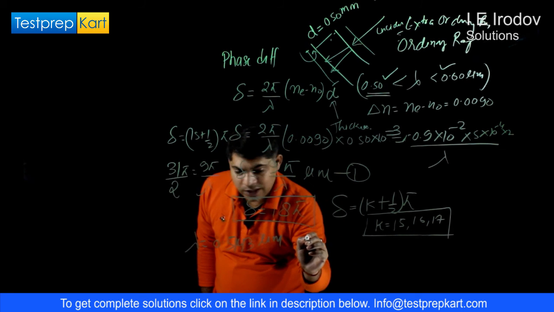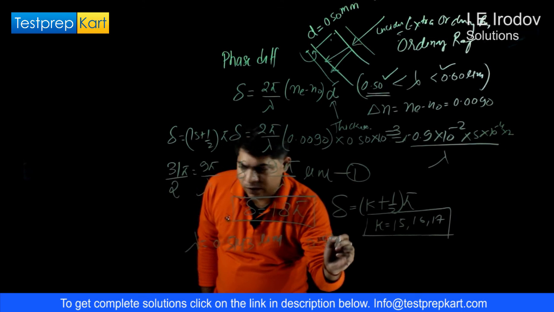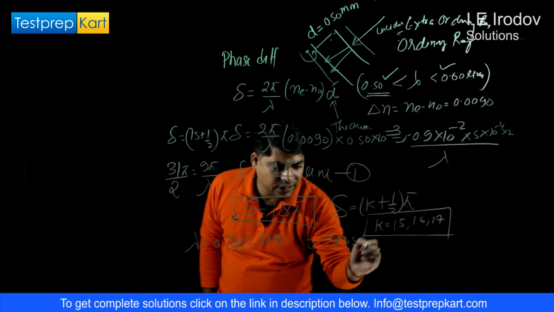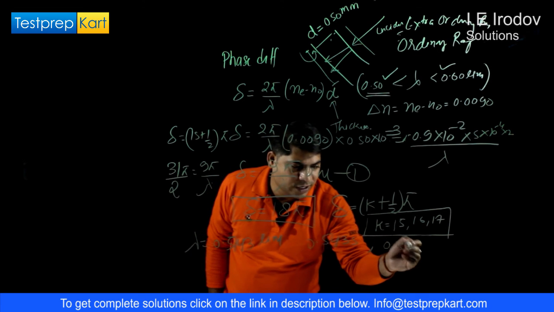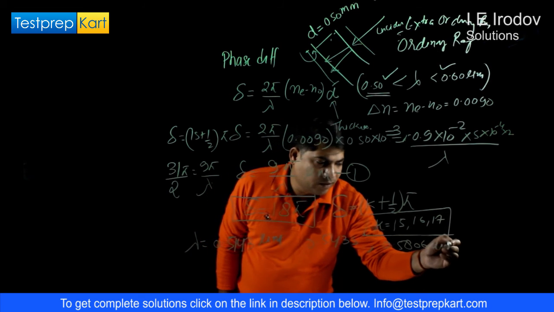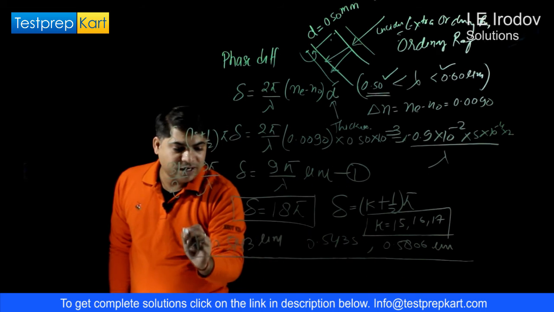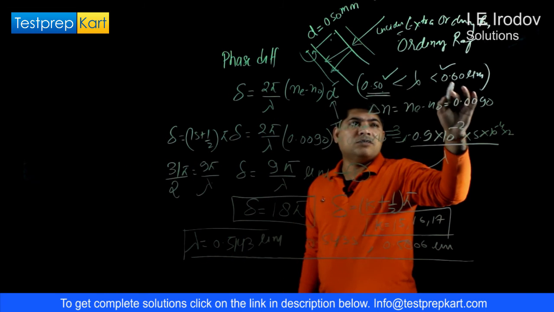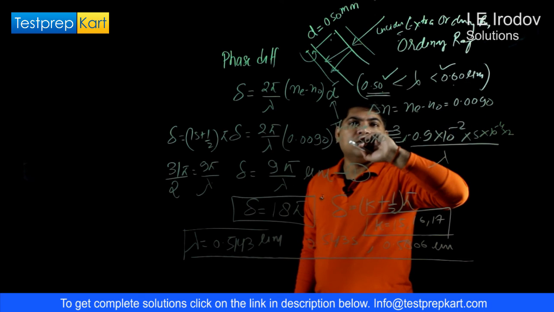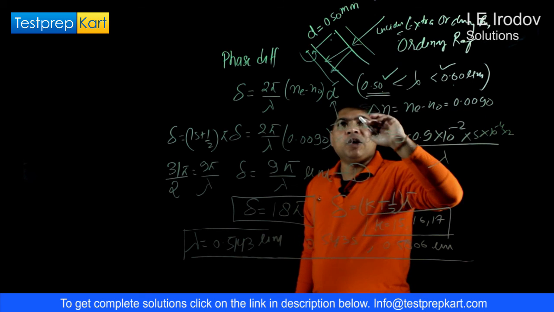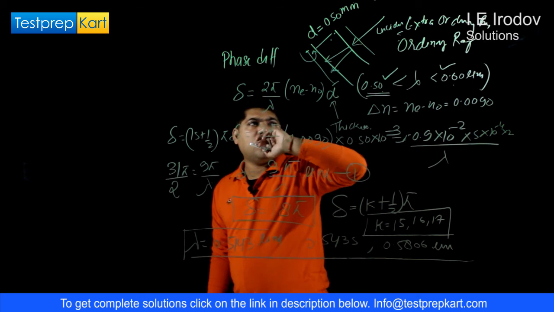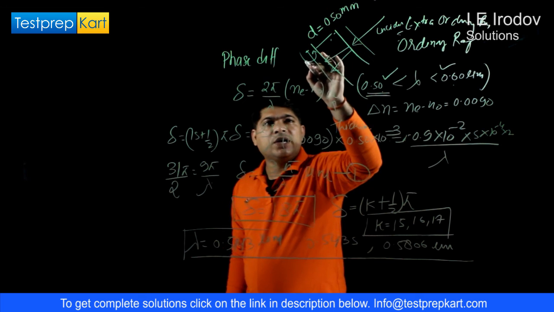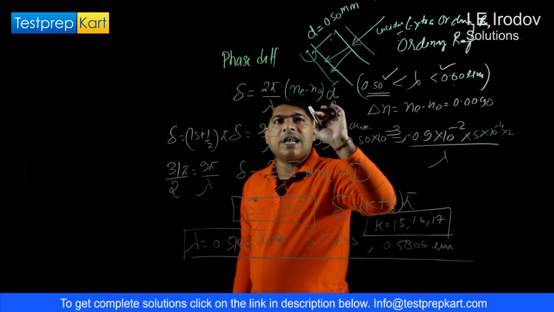So for 16 we'll get 0.5435 and for 17 we'll get 0.5806 micrometer. So basically we get three wavelengths in the range of 0.50 to 0.60, where there will be no effect on the extraordinary and ordinary rays due to rotation of the rear Nicol prism.